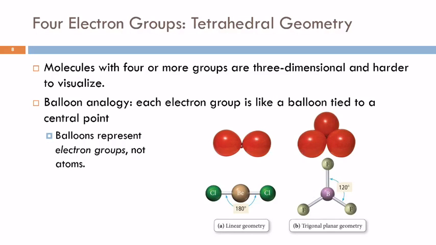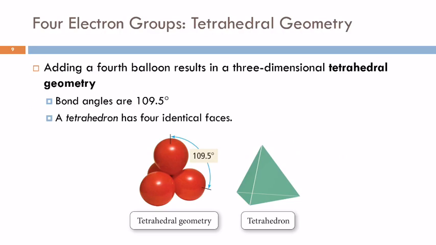So when you have four groups, it becomes a little more difficult to visualize. Here on this slide we have the two groups and the three groups. Remember that the balloons are representing electron groups, not necessarily atoms, because a lone pair can be a group as well. When we put a fourth balloon in there, it distorts that trigonal planar shape. It pushes those guys a little closer together and makes a shape that we're generally not familiar with. It's called a tetrahedron.